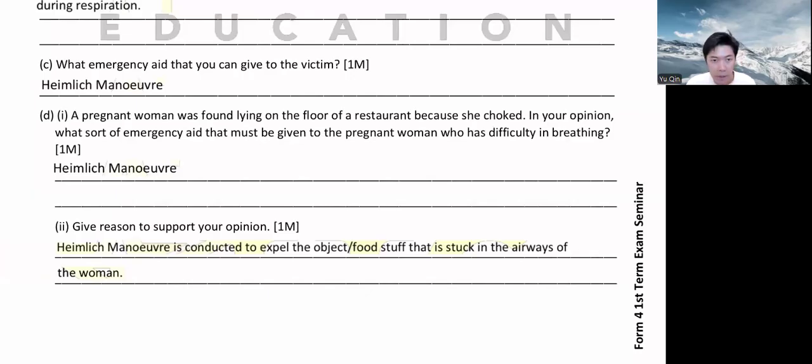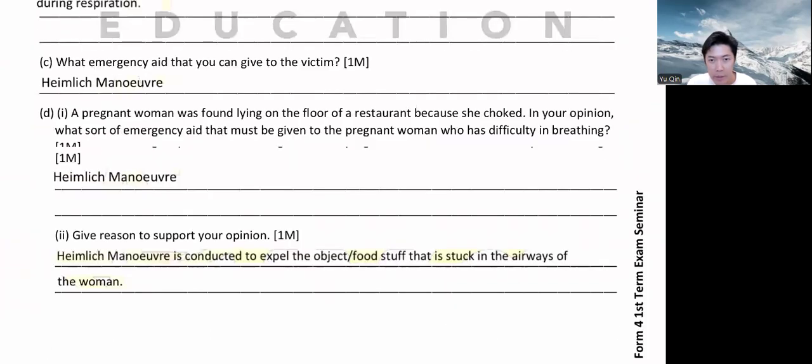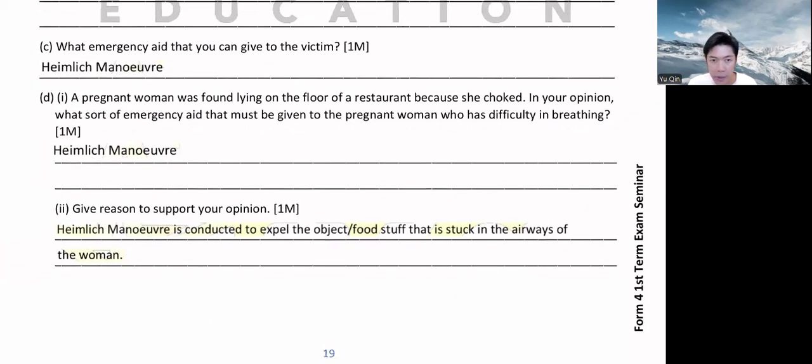Okay, there you go. That's Heimlich, pretty much like that. So go through the details, like the steps of the Heimlich maneuver and the steps of CPR. At least you get a basic understanding. That's the only two subtopics we have in chapter 2. Okay, we go to chapter 3.